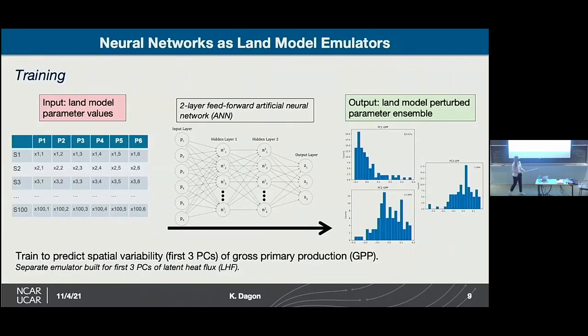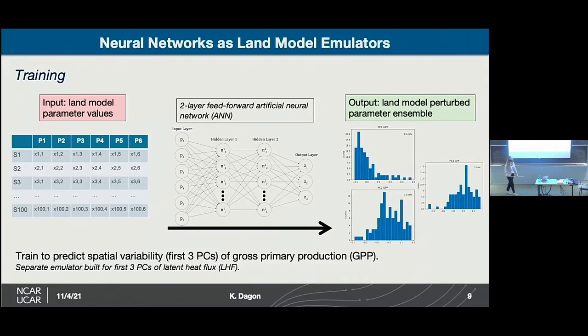So again, returning to this picture, but adding a little bit more detail here. I mentioned how I'm training using a set of 6 input parameters, and I have 100 samples from my perturbed parameter ensemble. And I use something pretty simple, pretty straightforward, just a 2-layer feed-forward artificial neural network. So this is a supervised learning problem, and it's a regression problem. My output that I'm training to predict comes from that perturbed parameter ensemble. Here I'm just showing the first 3 modes of variability for GPP. So again, this is like photosynthesis.